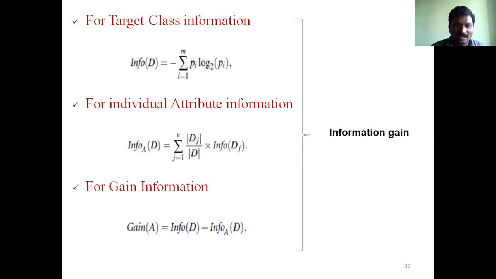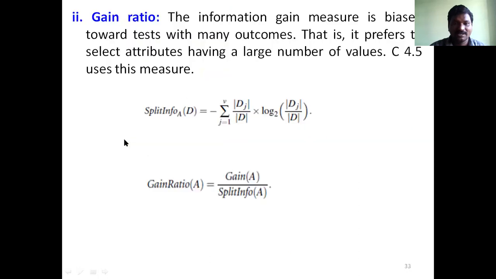Information gain, information, that is a formula here. For this formula, then Gini index. How can you calculate the Gini index? This is a formula for Gini index. Information gain measures the bias towards the tests with many outcomes.